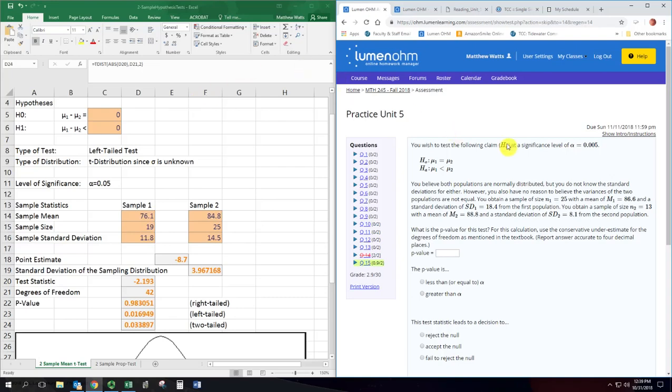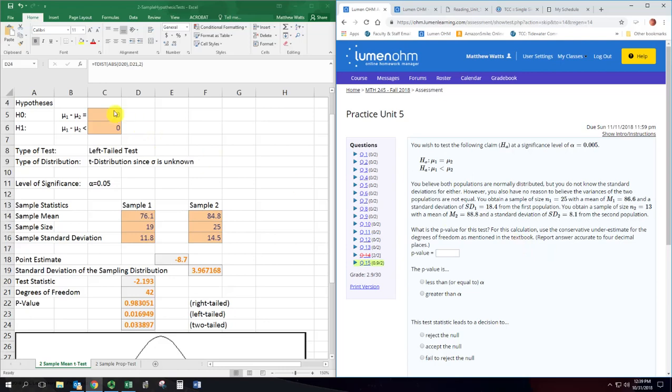The claim is the alternative, and the level of significance is 0.005. All right, and so the claim here is that the population mean from population 1 is less than the population mean from population 2. So we're obviously going to test this by collecting some sample data, and we get a sample size, a sample mean, and a sample standard deviation from each population. And from there, we can conduct the test.